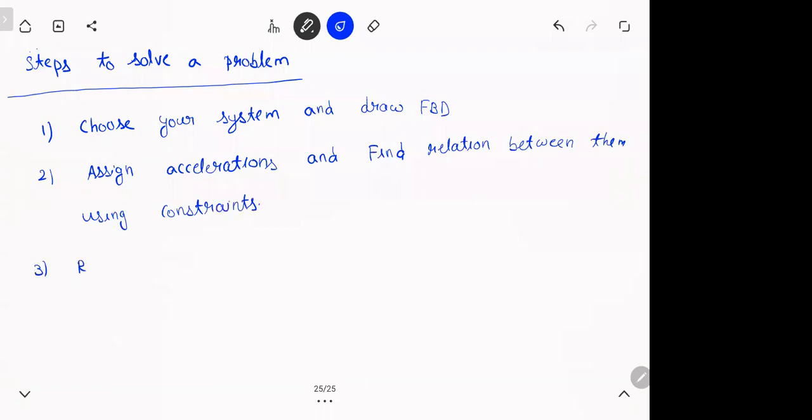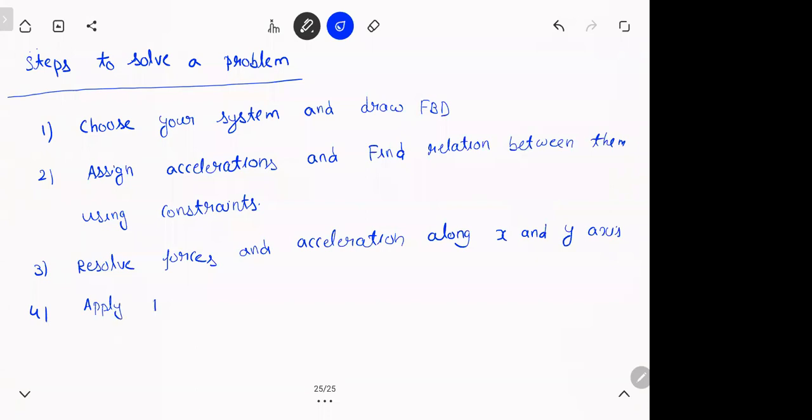Third, resolve forces and accelerations. This is resolution of vectors along the X and Y axis. Fourth, apply Newton's second law, that is net force is mass into acceleration. Fifth, once you get the equation, solve. So you know how to draw the FBD, you know how to write constraints, you know how to resolve forces, and you know to write force equals mass into acceleration. So these are the 5 steps normally. Put down these steps. Let's see a problem, then let's see how it works.